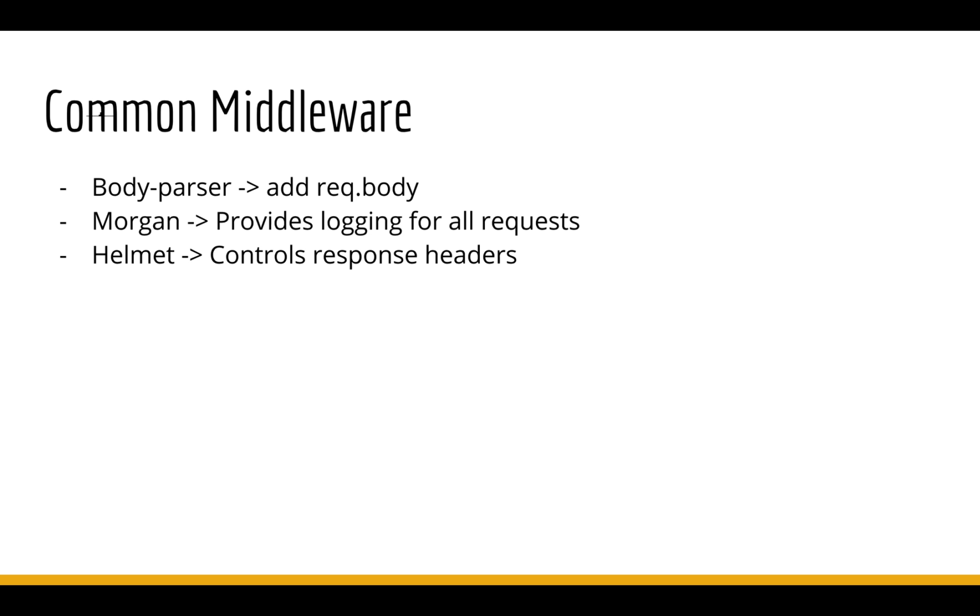Morgan is like a logging library that will just print out a bunch of stuff to your console to show you what's going on. It'll let you know when you get incoming requests and things like that, and it has a lot of different settings that you can set, and that'll help you control what gets logged and what doesn't get logged.